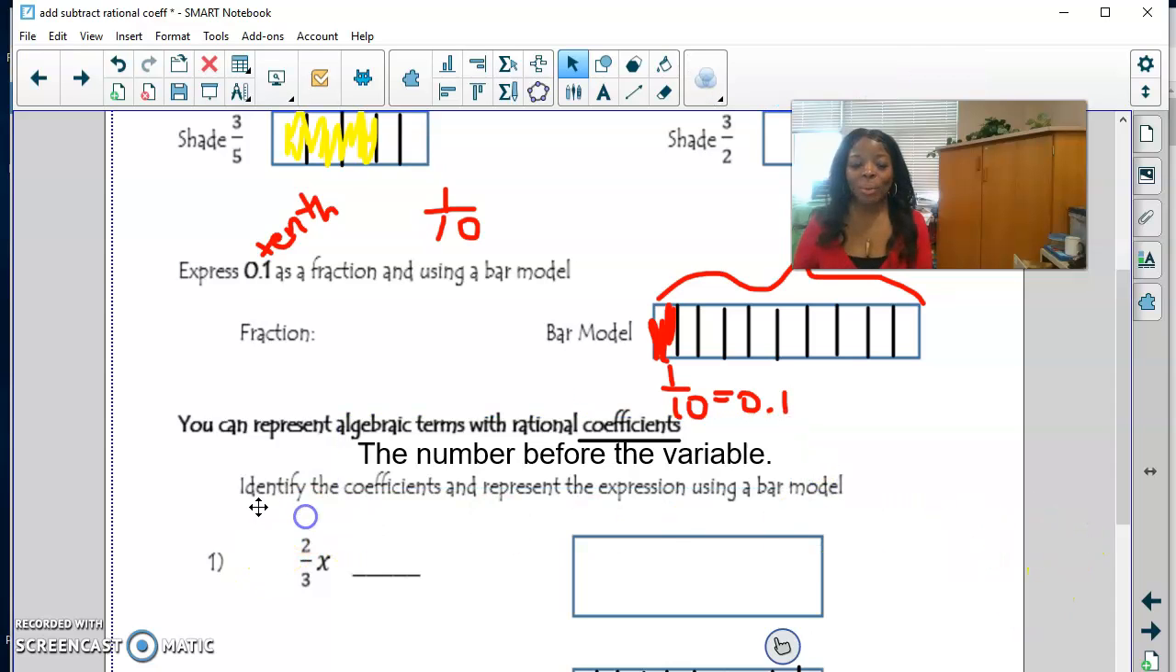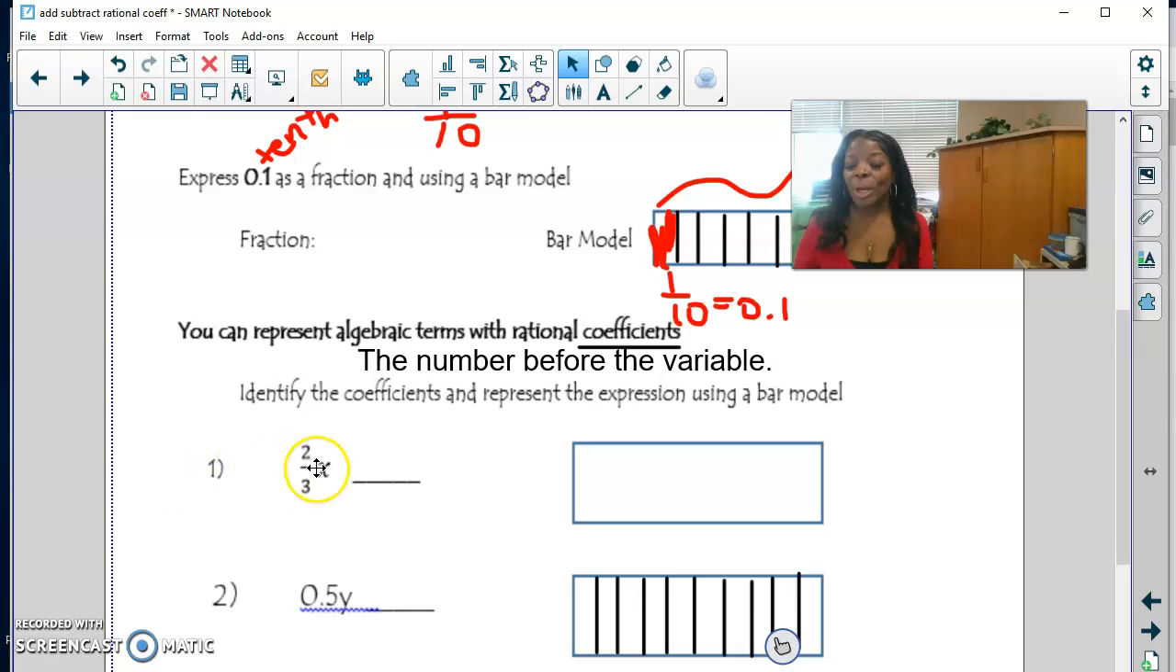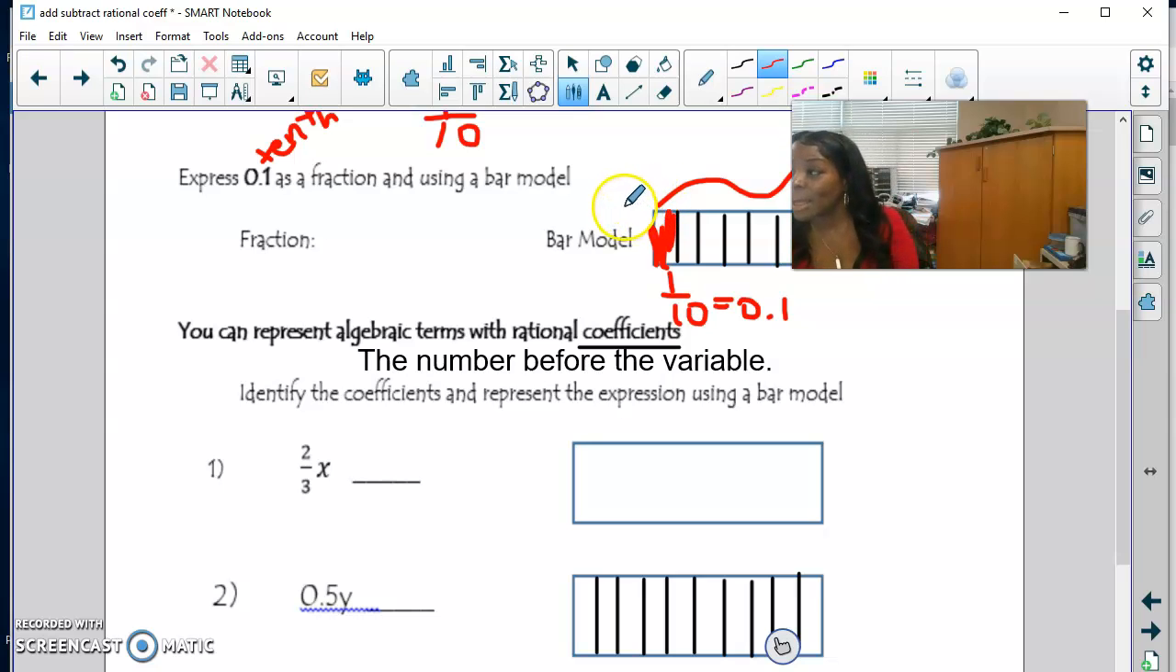Okay, so now we're going to identify the coefficient, and represent the expression using a bar model. So in number 1, who can tell me what the coefficient is? And remember, the coefficient is the... Let's read the definition. Did you write the definition down? Nice job. So let's everyone say that, the number before the variable. Okay, so which would be what? 2/3. So let's write 2/3 on the line.